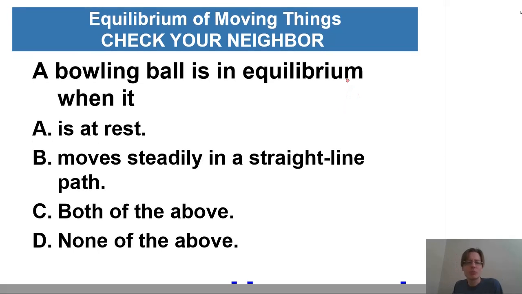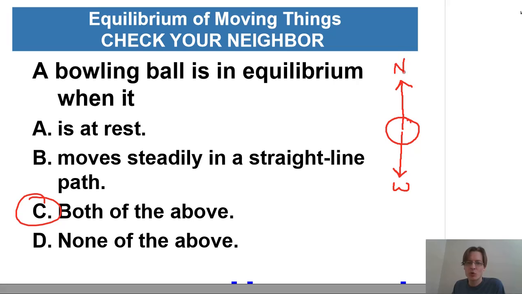Okay, some review here. A bowling ball is in equilibrium when it's at rest, when it moves steadily in a straight line path. Both of those, none of the above. If you said both of the above, you're right. A bowling ball at rest, sure. The forces on it are the big weight of the ball and the support from the floor that's holding it up.